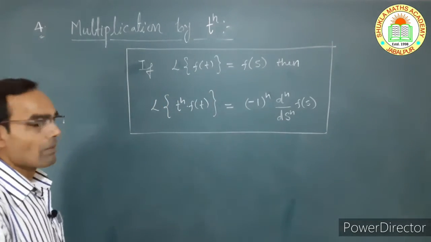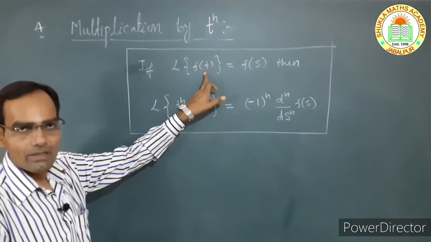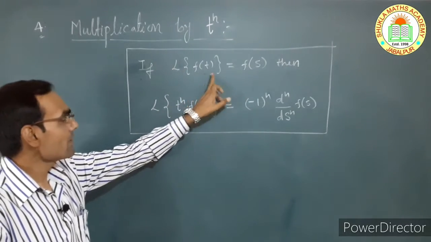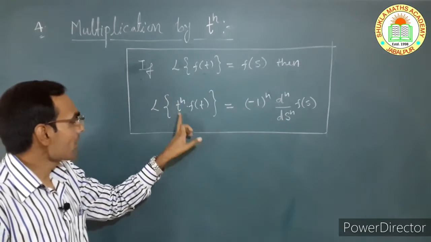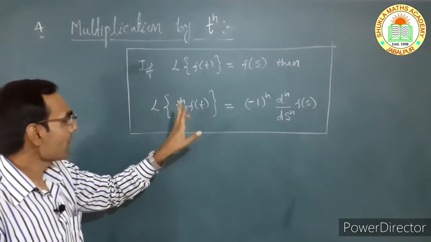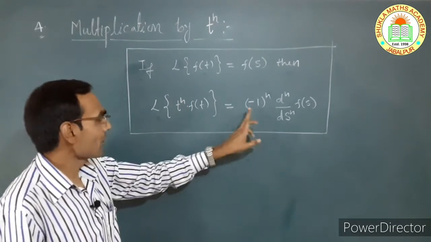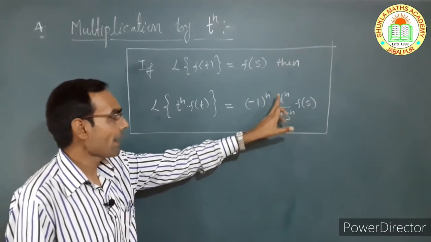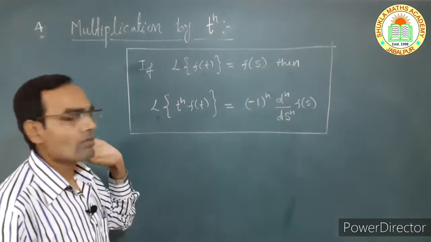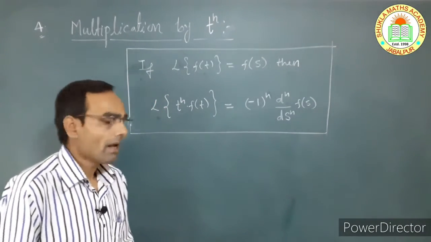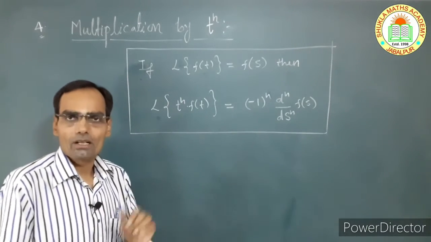Next is the fourth one. The property is multiplication by t raised to n. If Laplace of f(t) is any function of t and its Laplace transform is F(s), then the Laplace transform of t raised to n into f(t), meaning when we multiply f(t) by t raised to n, becomes minus 1 raised to n into the nth derivative with respect to s of F(s). That is the property of multiplication by t raised to n. Now I will explain this property by taking one example here.